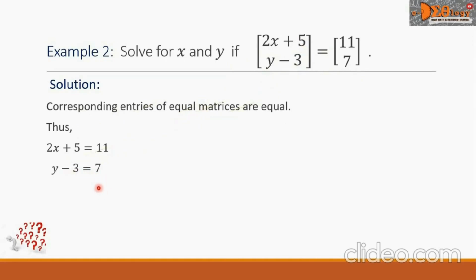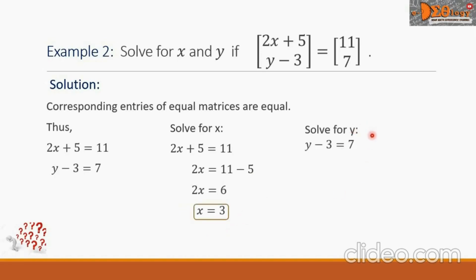Let us now solve for x and y. Starting with x, we copy the equation 2x plus 5 equals 11. Let us isolate the variable x. This constant 5 we will transpose to the right. The sign is changed, so we now have 2x equals 11 minus 5, and we simplify the right side to be 6. We divide this equation by 2, so we get the value of x as 3.